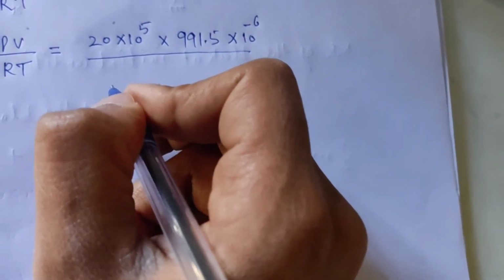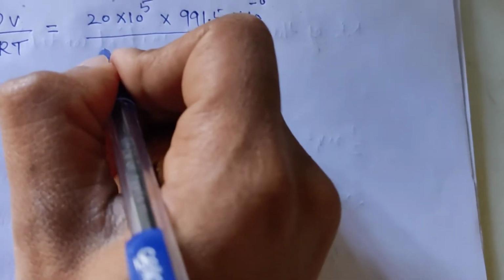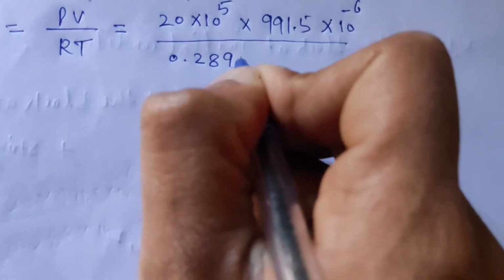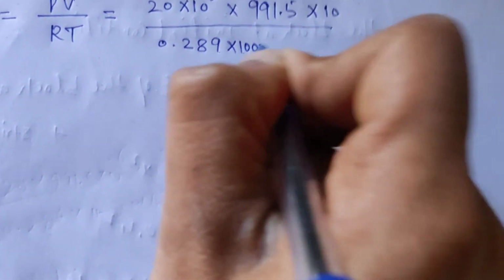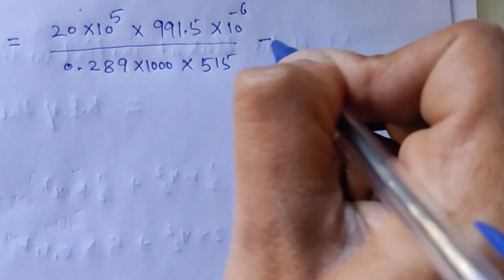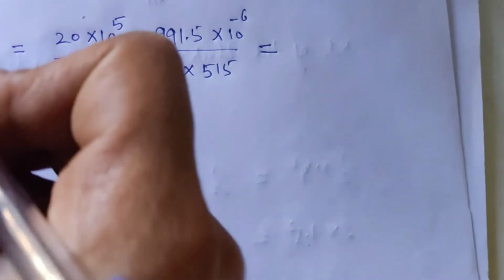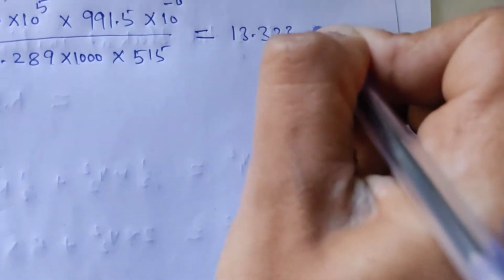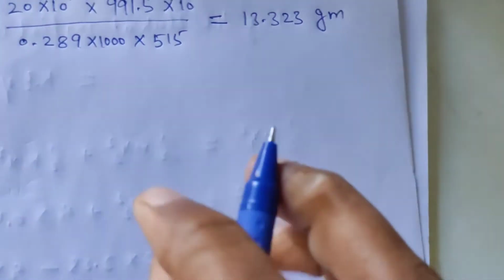upon R, the gas constant, which is 0.289 for air, into 1000 to convert it, and the temperature is 515. After calculating this term, the mass of air will be equal to 13.323 gram. So it will be in gram.